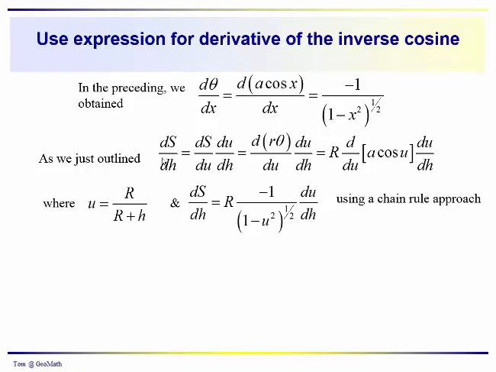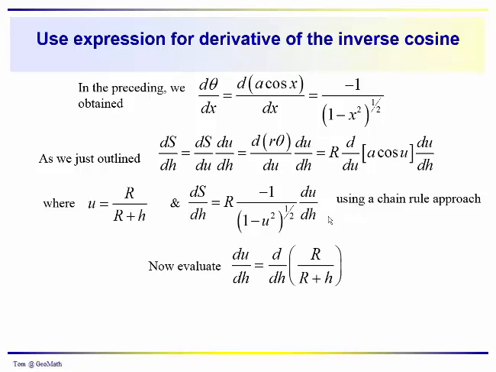And then as we just outlined, we have ds/dh, and we're going to do this in a chain rule fashion. We differentiate s with respect to u, then u with respect to h. We have the derivative of Rθ with respect to u, du/dh. And so we're just repeating that for reference. u again is equal to r over r plus h. And so we have this relationship using the chain rule approach.